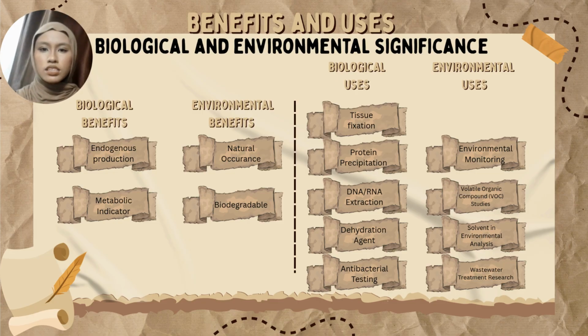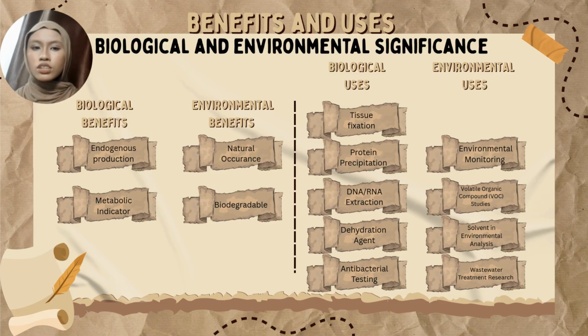Next is environmental significance benefits. Natural occurrence: acetone is produced by plants, trees, and microorganisms, making it a naturally occurring compound in the environment. Secondly, biodegradable. It breaks down relatively quickly in the environment through microbial action and photolysis.